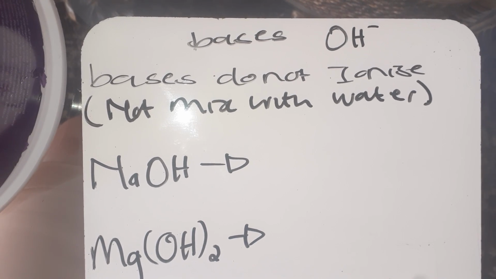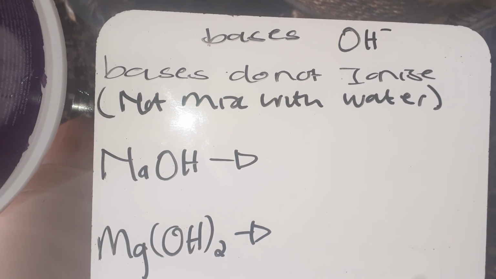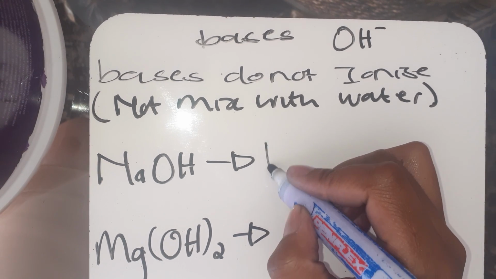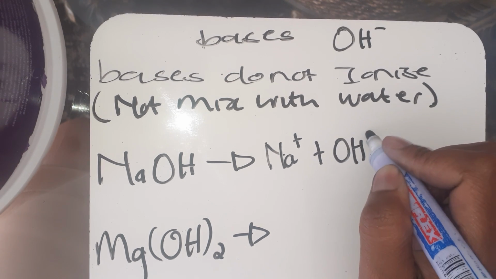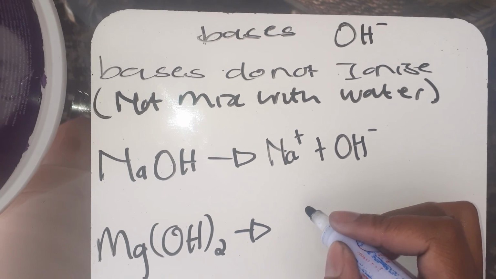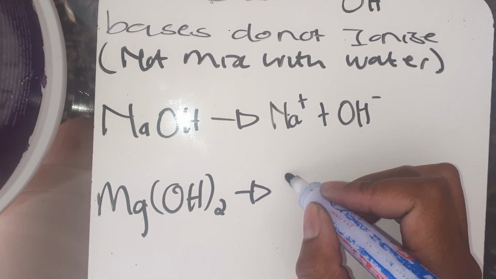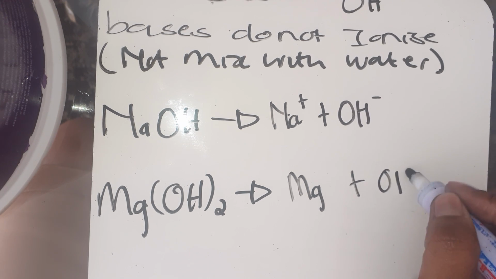Let's look at bases as well. So bases do not ionize, meaning they just dissociate in water. So we're going to have Na positive plus OH negative. This is how we do it. So everything is balanced. And then here we will have the Mg plus the OH.